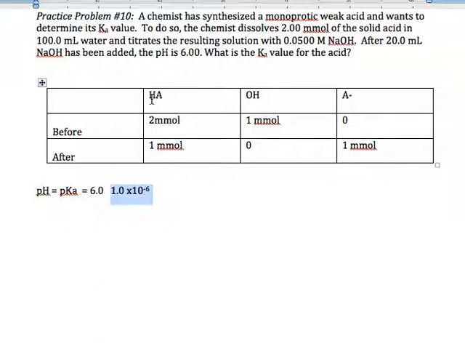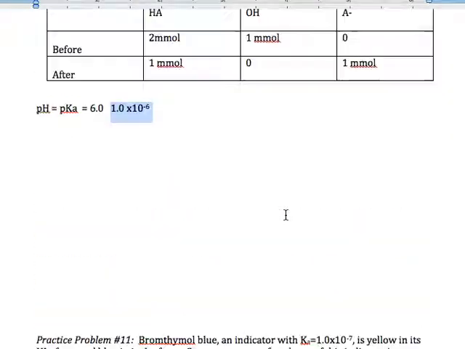The halfway point and the equivalence point, it can be tricky, especially if you tend to get those mixed up. So let me know if you need some help.